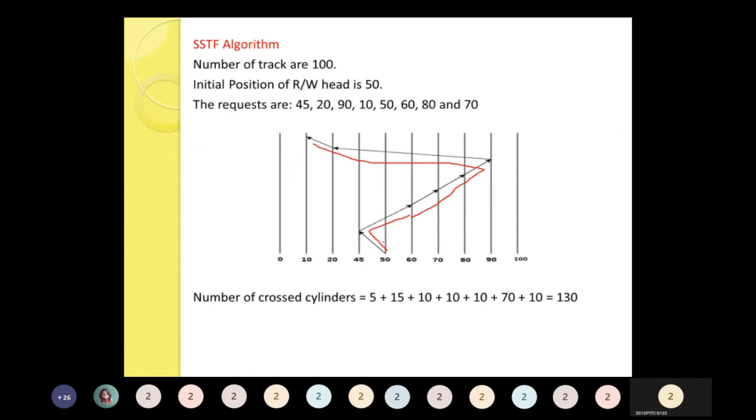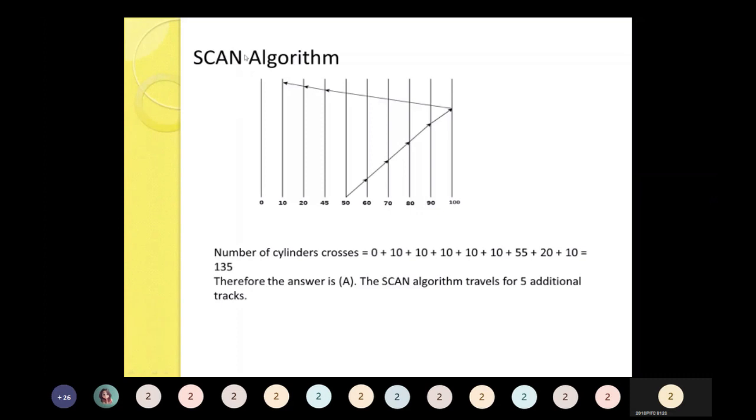Okay, so 50 to 45, 5. Okay, 45 to 60, 15. 60 to 70, 10. 70 to 80, 10. 80 to 90, 10. And 90 to 20, 70. 20 to 10, 10. So totally we have 130 movement in the SSTF algorithm. So next, scan algorithm.